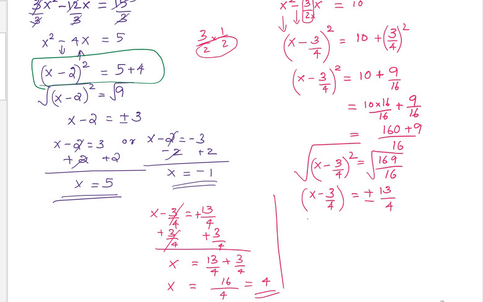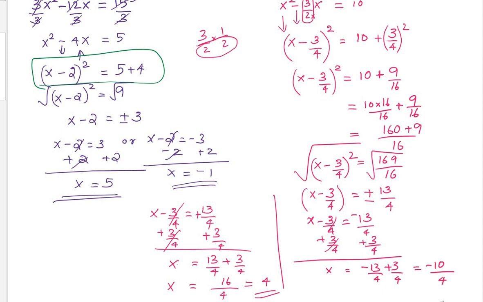Now we can do the same thing here. x − 3/4 = −13/4. Add 3/4 on both sides, so that eliminates, and x = −13/4 + 3/4. The denominators are the same, so we simplify the numerator: −13 plus 3 is −10, so −10/4. We can simplify that as −5 times 2 over 2 times 2, the 2s get cancelled, so x = −5/2. So we have two solutions: x = 4 and x = −5/2.